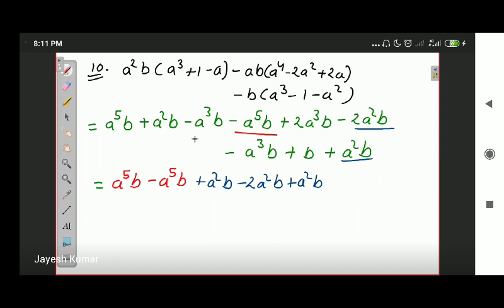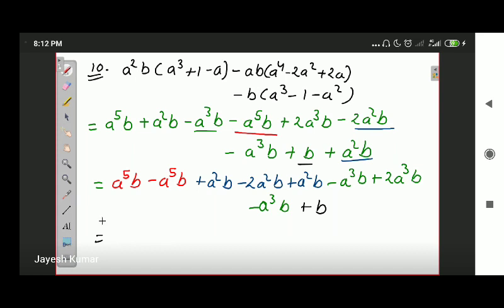Fine. After this we have a cube b minus a cube b plus 2a cube b and minus a cube, and lastly we have plus b. Let me count all the terms. 1 2 3 4 5 6 7 8 9. That means I have collected all the terms.